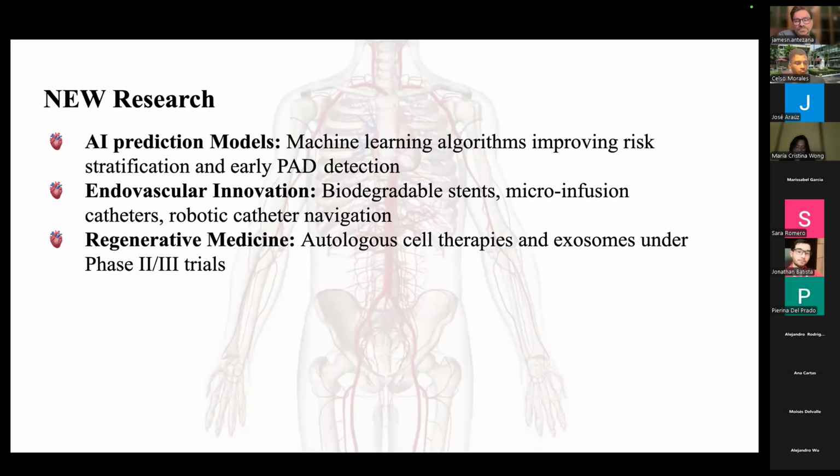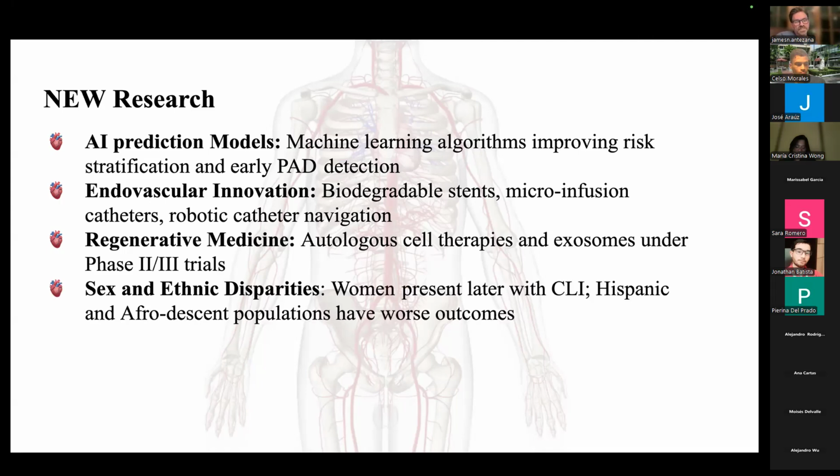Regenerative medicine: use of autologous cell therapies and exosomes under phase 2 and 3 trials are showing promise for development of neovascularization in patients who have severe peripheral vascular disease. Sex and ethnic disparities: women present later with CLI. Hispanics and Afro-descendant populations have worse outcomes, and it might be associated to our eating habits as well as our socioeconomic status.